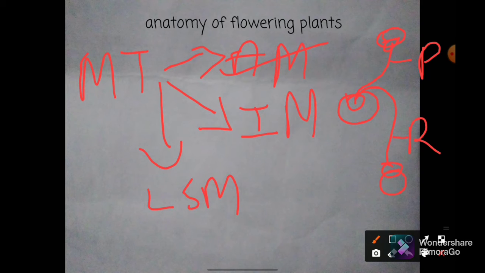So now we have completed the apical meristem, and this apical meristem keeps on dividing, leading to the growth of the plant. That means the height of the plant is growing. The shoot apical meristem increases the height in the direction of light, that is positively phototropic, and the root apical meristem increases the height downwards, that is negatively phototropic or positively geotropic.